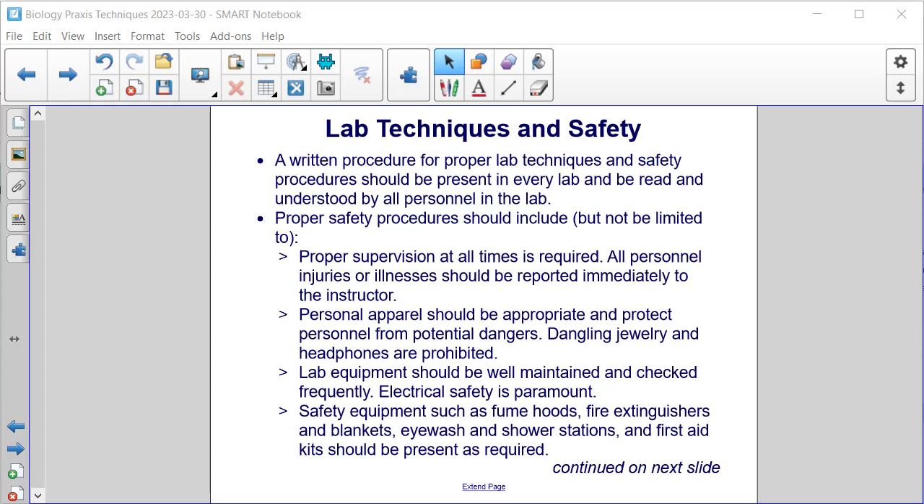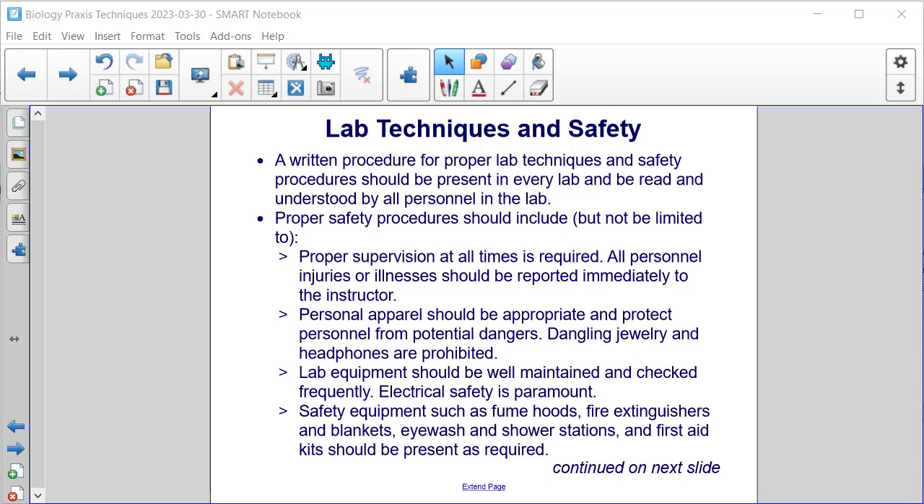Lab techniques and safety. A written procedure for proper lab techniques and safety procedures should be present in every lab and be read and understood by all personnel in the lab. Proper safety procedures should include, but not be limited to, proper supervision at all times is required. All personnel injuries or illnesses should be reported immediately to the instructor. Personal apparel should be appropriate and protect personnel from potential dangers. Dangling jewelry and headphones are prohibited.